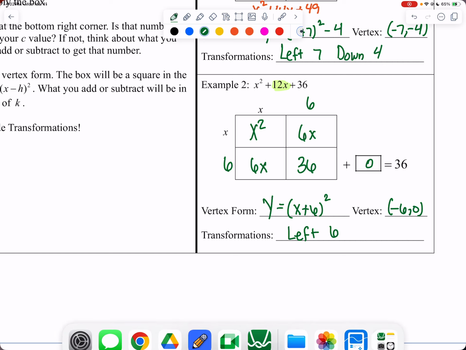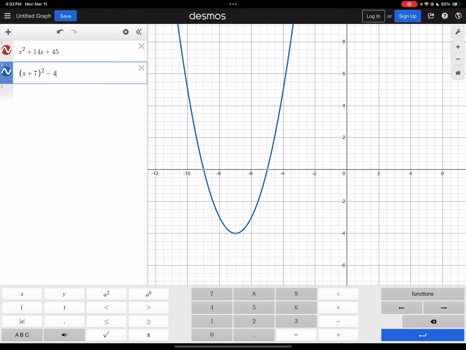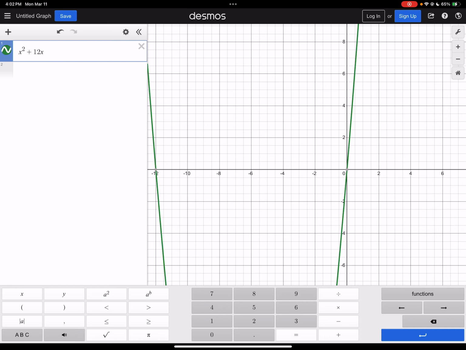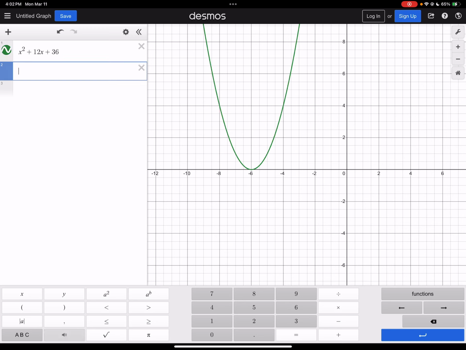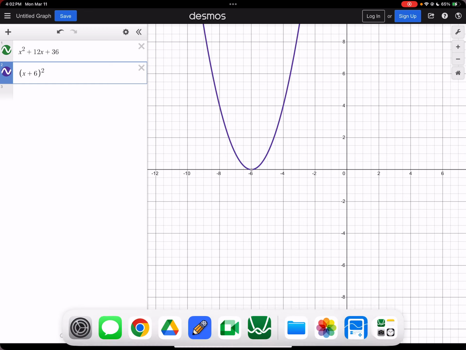Once again, I could put this on Desmos and find this out on Desmos. If I say x squared plus 12x plus 36, and if I said x plus 6 squared, that gives me the same parabola. So we are good there.